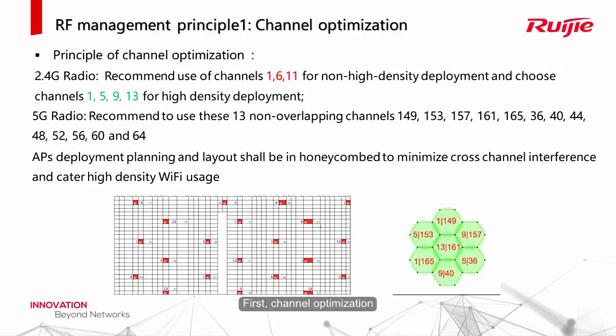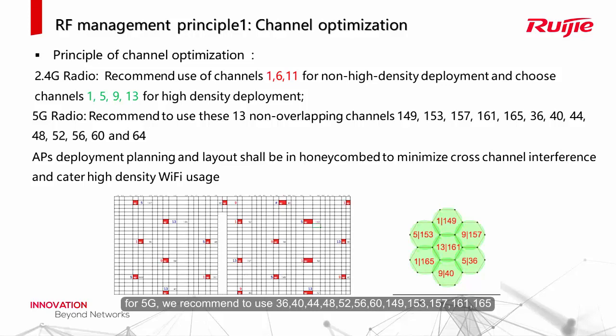First, channel optimization. As we know, in 2.4G, we can use 13 channels, 1 to 13. When there are non-high density scenarios, we recommend to use 1, 6, 11, these 3 channels. For high density scenarios, we recommend to use 1, 5, 9, 13, these 4 channels.